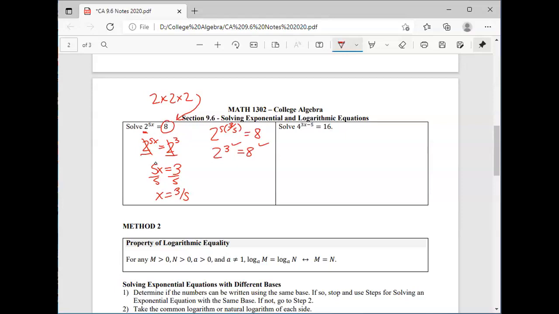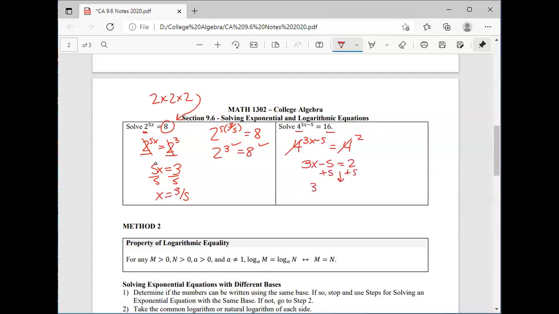These are not the same basis. One of them is 4, and the other is just 16. I would like them to be the same basis. So is there any way that I could get 16 to be 4 to something? I could, right? Because 16 is 4 times 4. So it can be 4 to the second, which means I can drop the bases and get 3x minus 5 is equal to 2.